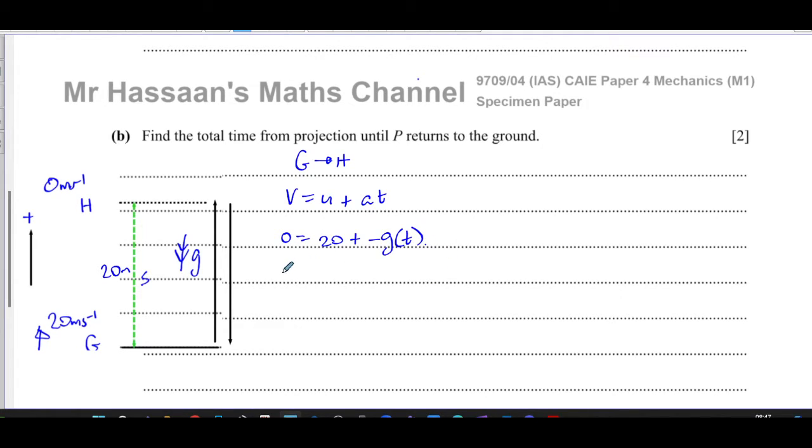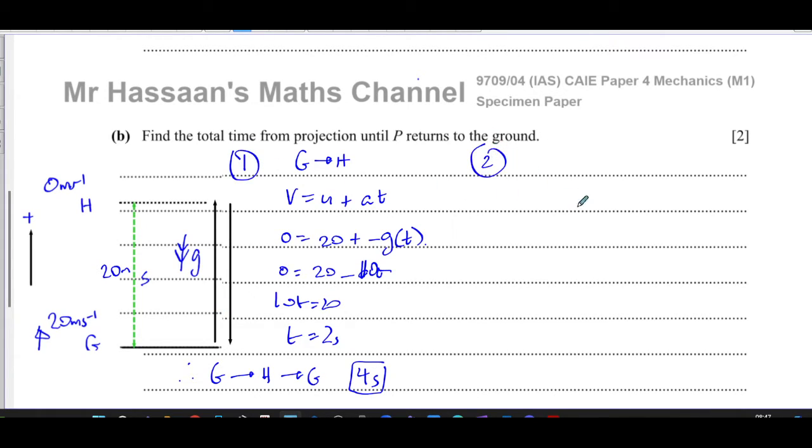So we can say 0 equals 20 minus 10 times t. So 10t equals 20, so t equals 2 seconds. Therefore, from G to H back to G, it's going to be 4 seconds, because it's going to take the same time to come down as it took to get up. That's one method, and that's fine.